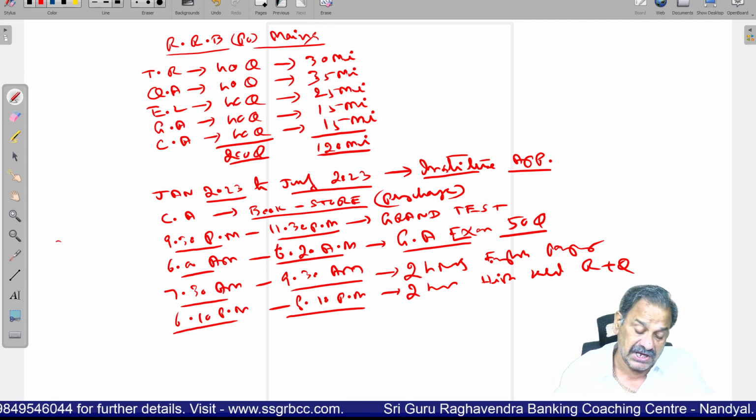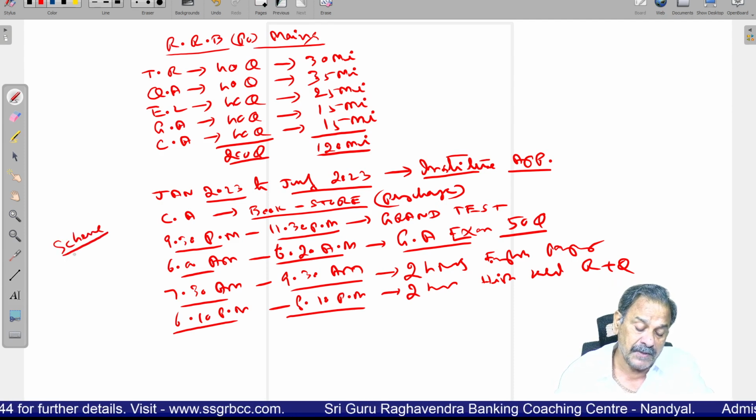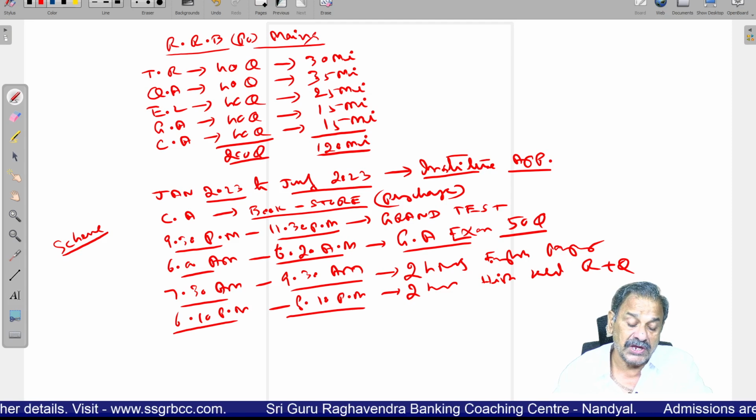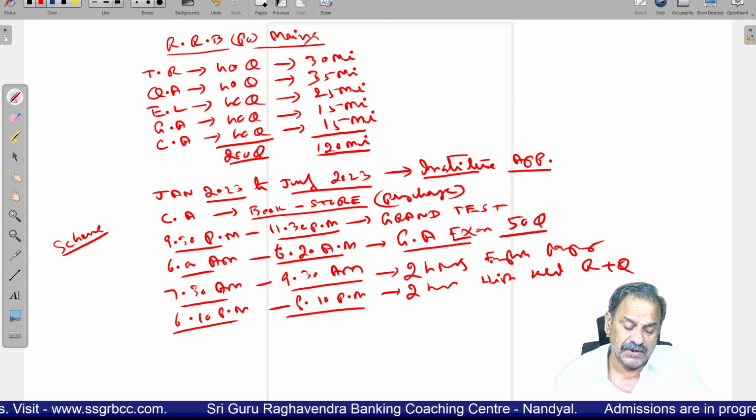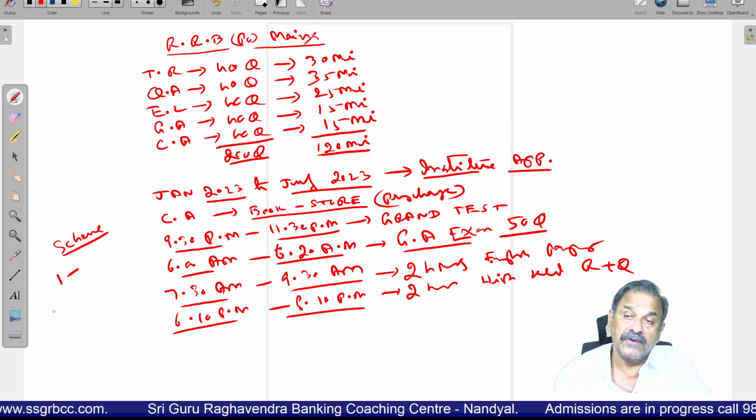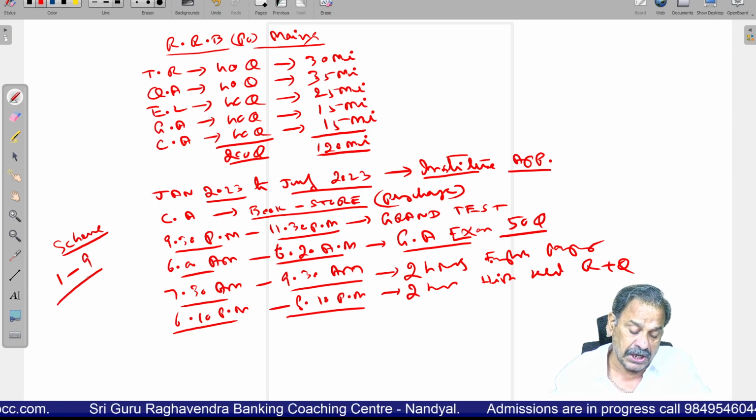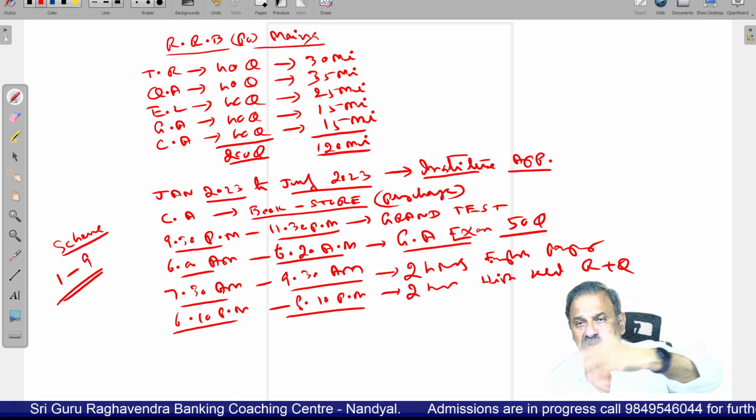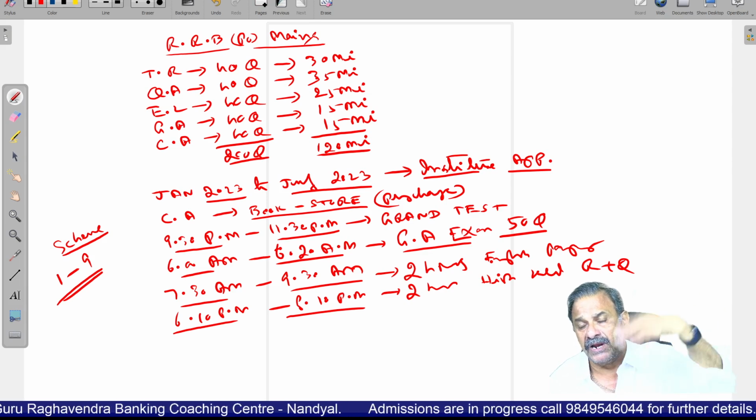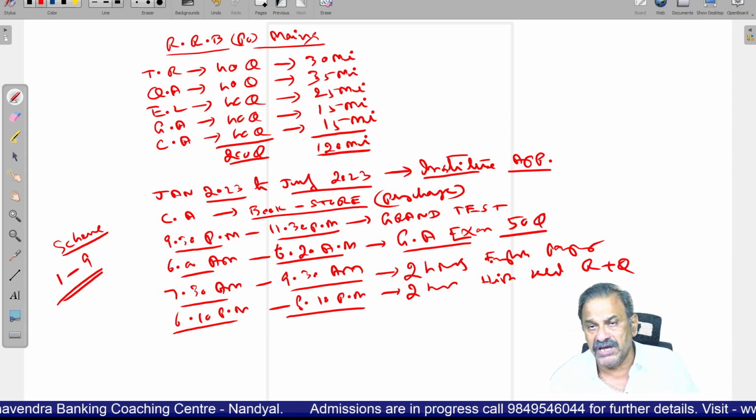This is the scheme from the second exam. You are having the examination from September 1st to 9th. Already we explained all these things in the months of March, April, May, June. Already we completed the mains.